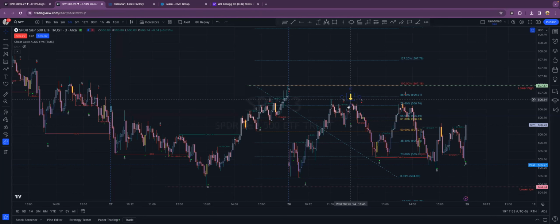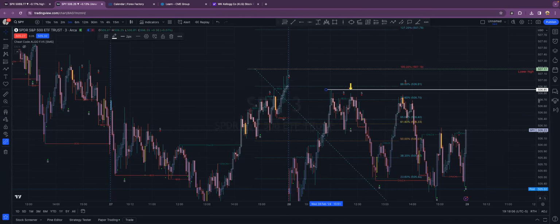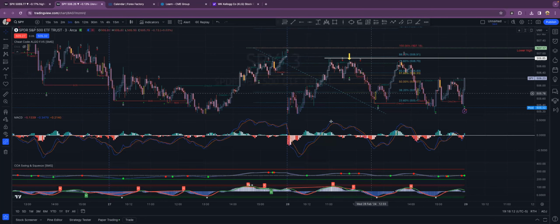At that point, you get ready. Because if it cannot take this previous high at this level here, let me make this stand out real quick. It could not get back above 506.85. All right. Now, once again, we're going to watch oscillators, right?